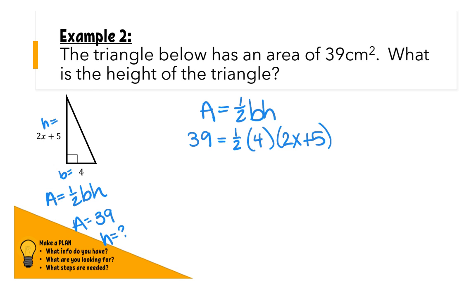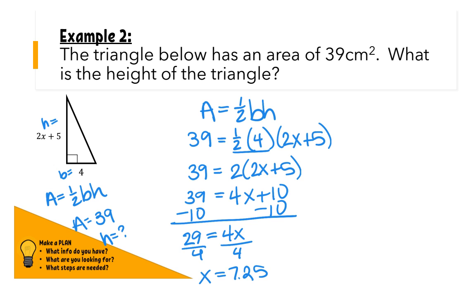Go ahead and pause, find your solution for the value of x, and then hit play to see what we're going to do with it after that. After working your way through the problem, you should get an x value of 7.25. However, if we go back to what the question was asking us and the notes that we took over here, it's not the value of x that we're looking for. We're looking for the height of the triangle.